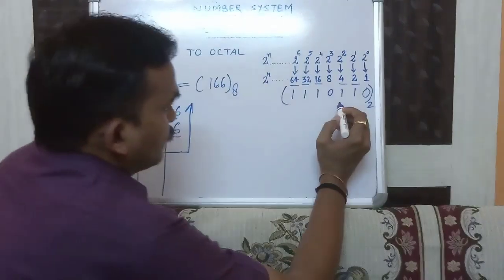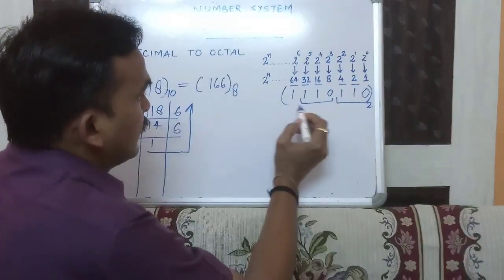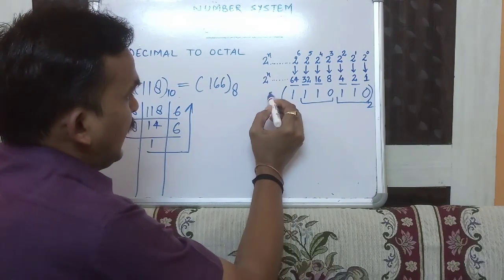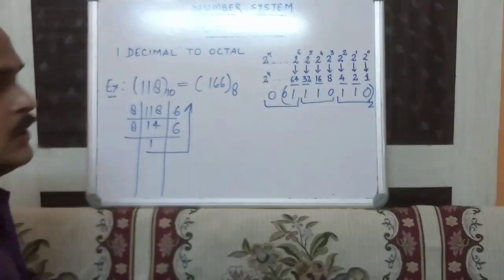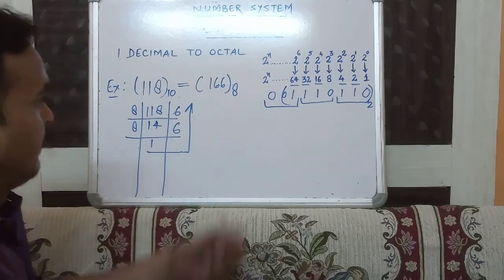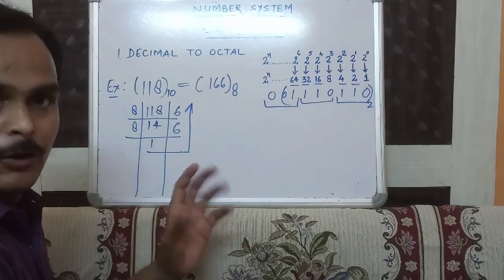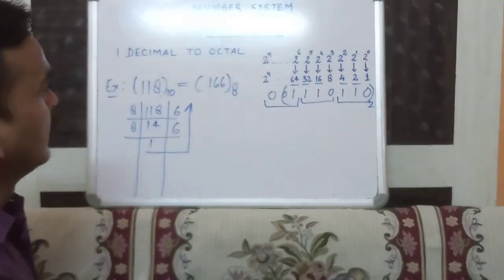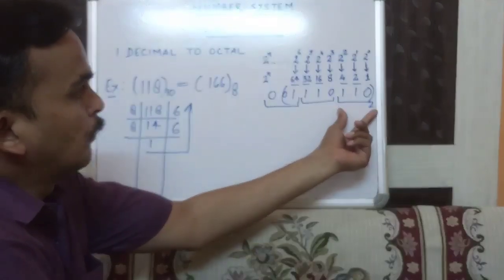So what will we do? We will make pairs of 3 bits, 3 digits, likewise: these are the 3 bits, these are the 3 bits, and the remaining 1 we will pad with 2 zeros, so this is also a combination of 3 bits. Why will we add these 2 zeros? Because in front of any number, if we add zeros, the value will not change. So in terms of octal, we have to make combinations of 3 bits.